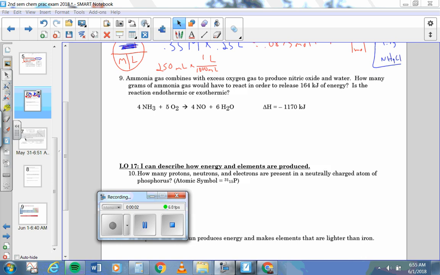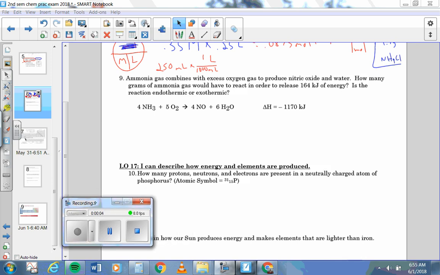This next one's still a stoichiometry. This is a stoichiometry that just happens to deal with energy. This tells us our delta H, which we can kind of say heat, but it technically is enthalpy, is negative 1170. That means at the end it's going to release. For this reaction to occur, it's going to release 1,170 kilojoules.